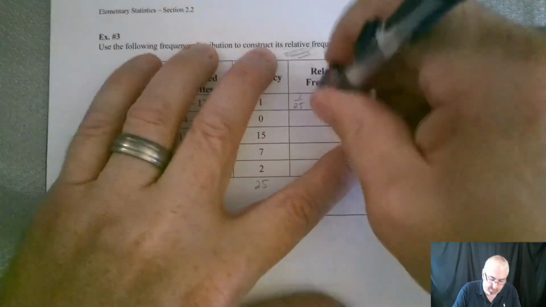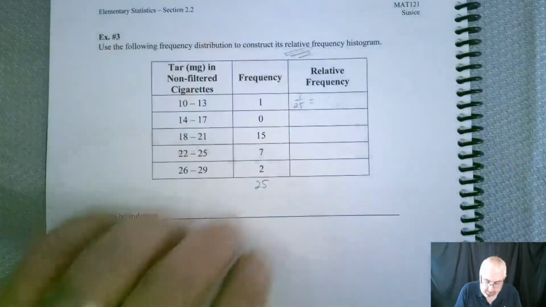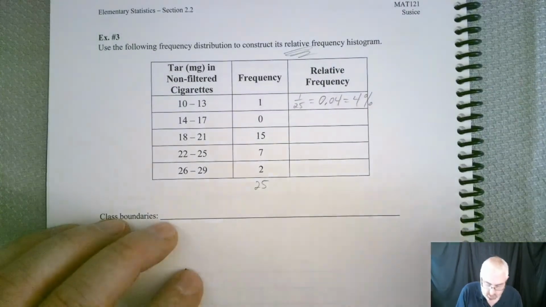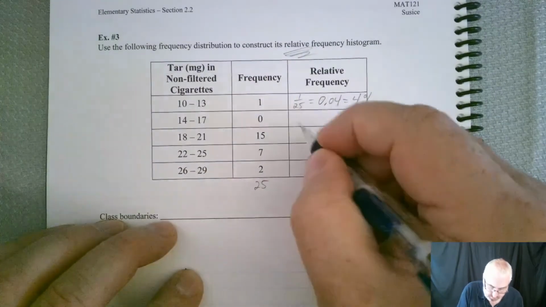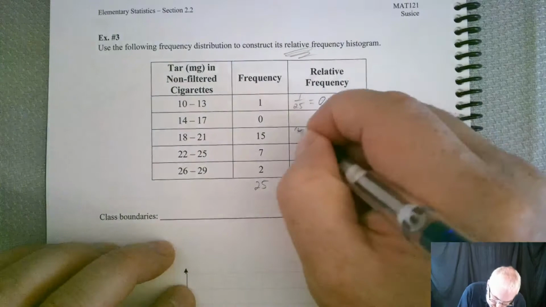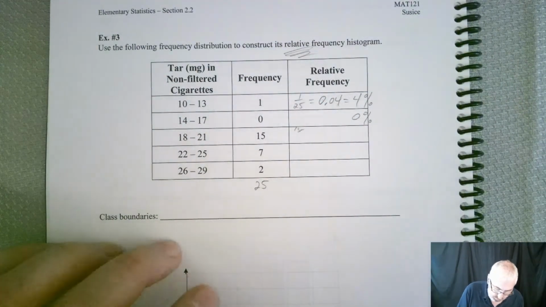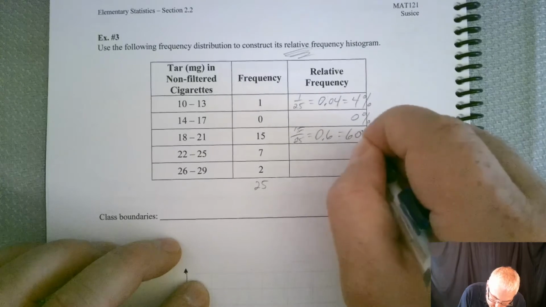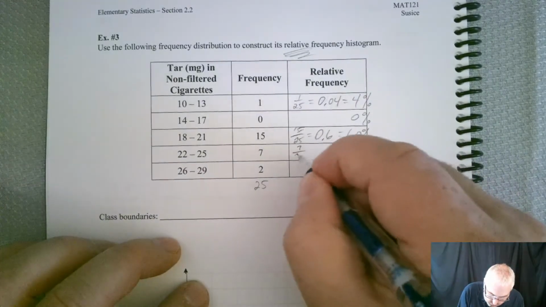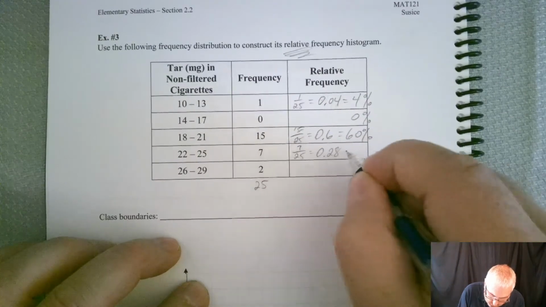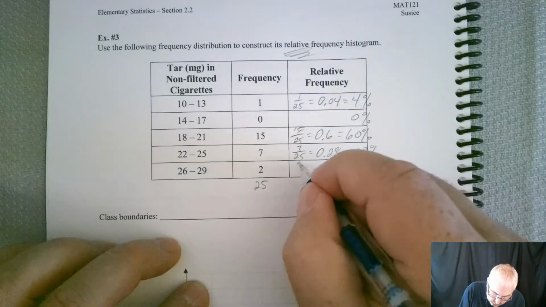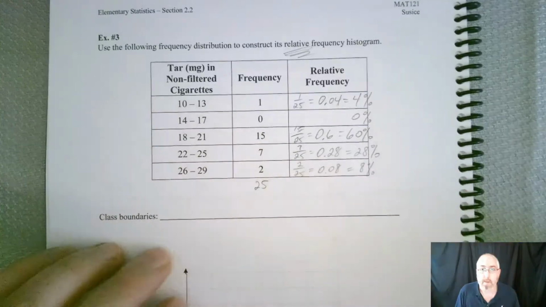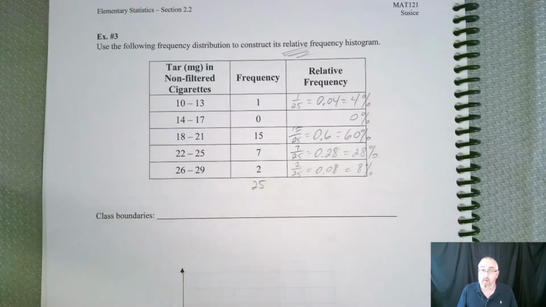0.04. Now remember, I like to skip steps, so I won't. Remember, divide it on your calculator first, get the decimal, and then change it to a percent. So 4%. Now that one's pretty easy. 0%. And my lead keeps coming out. So 15 out of 25 looks like 0.6. So 60%. 7 out of 25 is 0.28. 28%. 2 out of 25 is 0.08. So 8%. All right, so we can get our relative frequencies pretty quick.